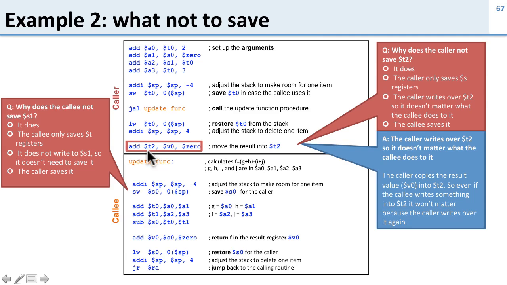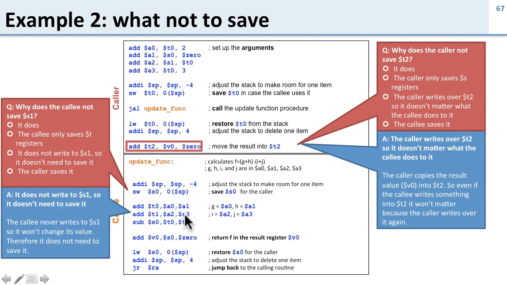So another question, why does the callee not need to save S1? If you look up here, the caller has S1, so why does the callee not need to save S1? Well, the answer here is the callee never writes to S1. It only writes to T0, T1, and S0. So it's never going to write over or corrupt S1, so it doesn't need to save it on the stack and restore it when it's done.